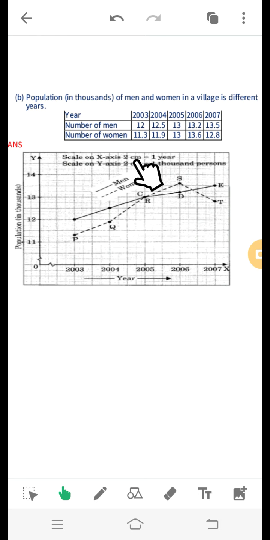Now here number of men, 2003 it's 12. 2004 it's 12.5. 2005 it's 13. 2006 it's 13.2. 2007 it's 13.5. Now number of women show with the dotted line. 2003 11.3. 2004 11.9. 2005 13. 2006 13.6. 2007 12.8.